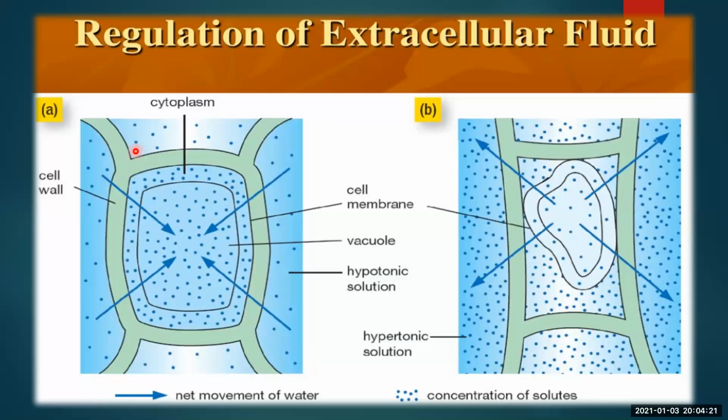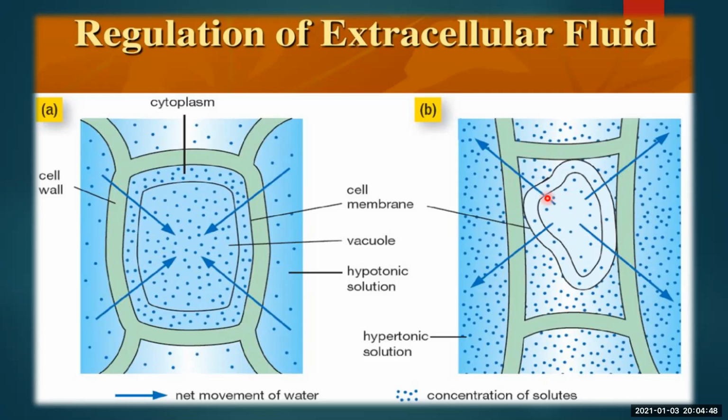Okay, so here in diagram A, if you notice, the solute concentration in the cytoplasm is more, right? And the solution here is hypotonic outside, right? So in this case, water will actually diffuse into the cell, right? So this is one condition. So water will move from higher concentration to lower concentration.